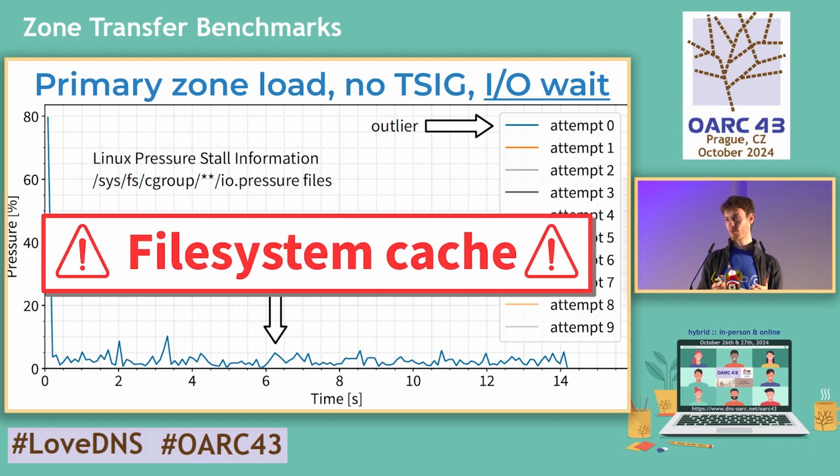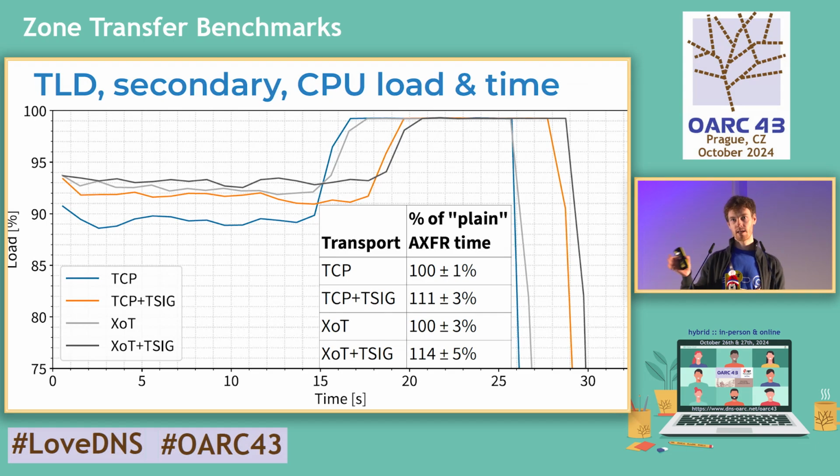So the takeaway is, for zone transfers in real operations, you have to take into account the state of the storage subsystem. Okay, another source of noise, let's get rid of it. Let's say that we've eliminated the impact of the file system caches and we measure again.